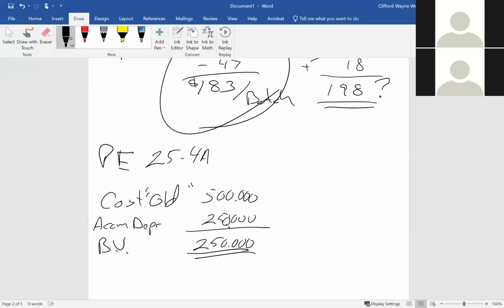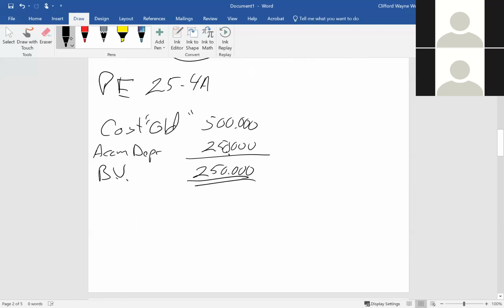So let's look at the things. Is this $250,000 relevant? The answer is no. It is not relevant. This is what's referred to as a sunk cost. The value of that old equipment is not relevant anymore. It has gone the way. We've already spent that. We're not trying to decide whether to buy that old equipment. We already bought it, so that's not relevant in this decision.